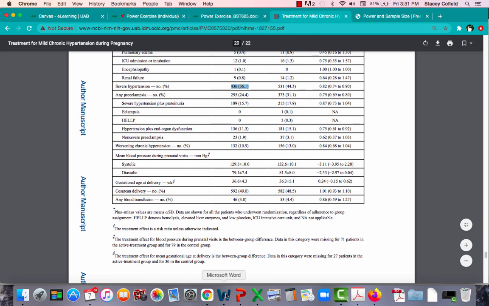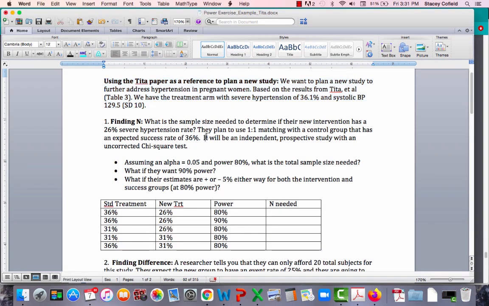So in looking at this example, let's talk about finding N. What would be the sample size needed to determine if the new intervention has a 26% severe hypertension rate? So the TIDA group determined a 36% severe hypertension rate. What would happen if we had a new intervention, whether it be a new drug or the intervention that they use, plus now adding in maybe a lifestyle change to see if we could get to 26% severe hypertension, so an absolute 10% change. Again, using 1-to-1 matching with a control group that has an expected success rate of 36%.